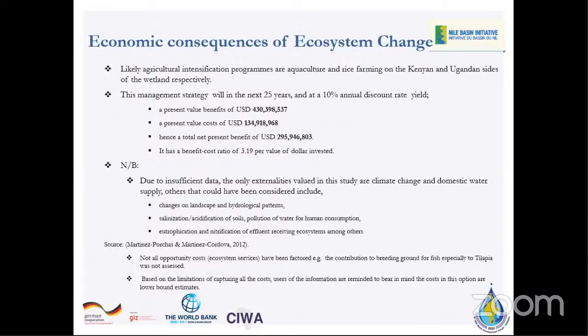Agricultural intensification will have a net present value benefit of $295 million and a benefit cost ratio of 3.19. Now, it's important to note that even though the agricultural intensification scenario has the highest net present value in terms of benefit, there are a number of externalities that were not considered due to data unavailability. And so, we advise that the figure be used cautiously because of the number of factors that were not considered as a potential cost of this strategy.